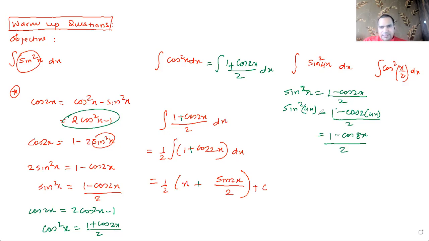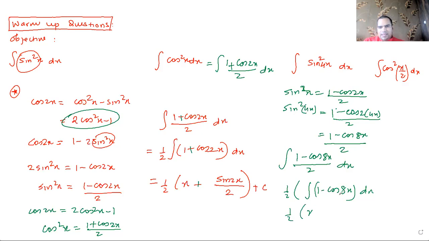And now when you integrate 1 minus cos 8x over 2, you could take the half outside. So half outside, and the integration of 1 minus cos 8x. The integral of 1 is x. The integration of cos 8x will be sine 8x upon 8, and the negative is already here, plus c. So this is how you do the basic integration of the sine squared and cos squared functions.